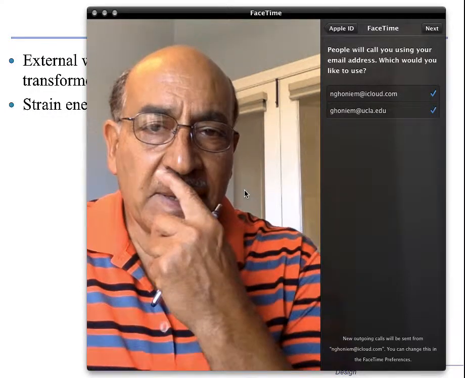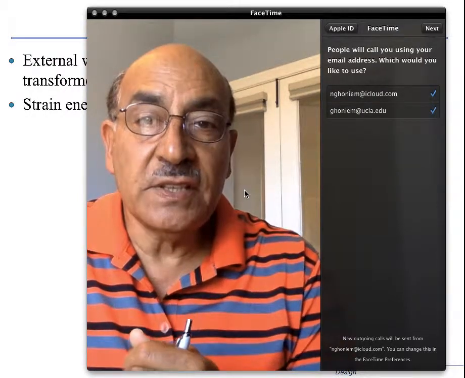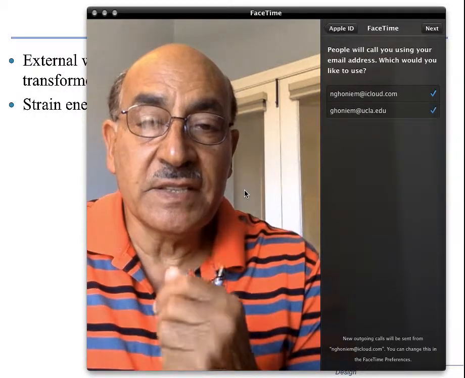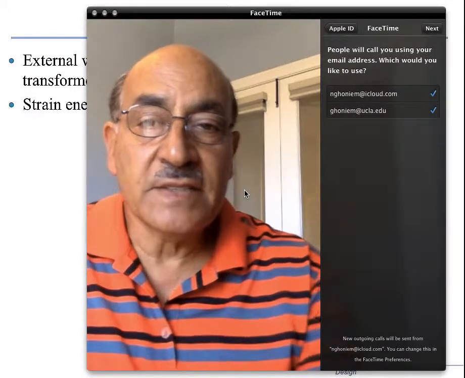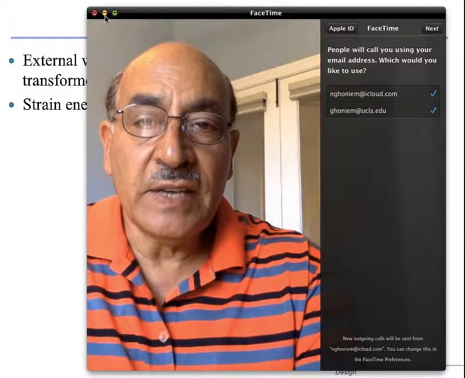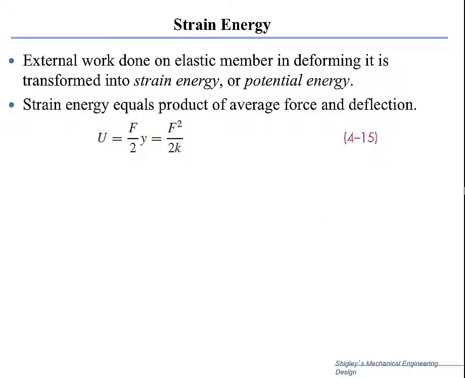So let's start the idea now by looking at energy stored in a very simple system, which is usually a tensile bar or a member under tension. So in this case, we have the energy stored. U is the product of the force average, so this is important, times the distance y that moved.